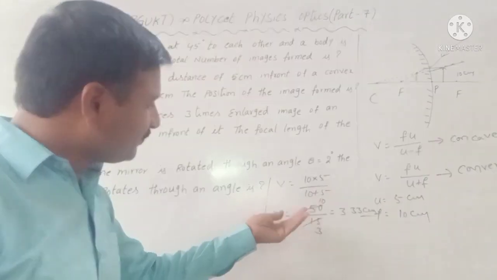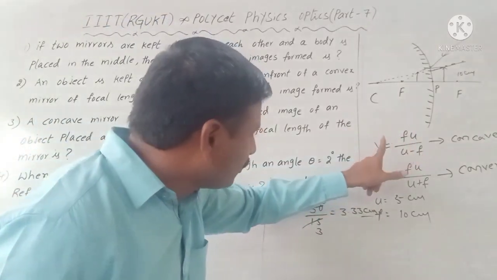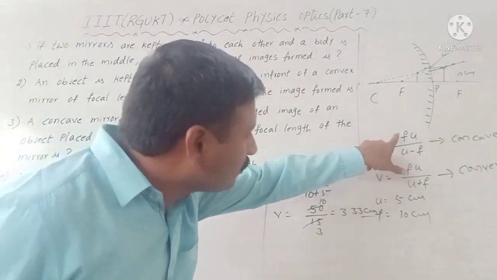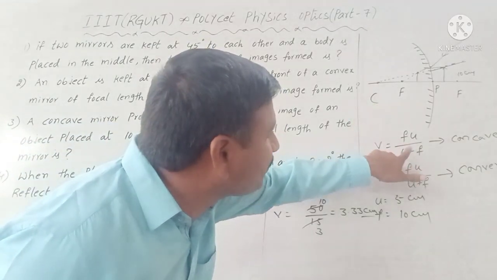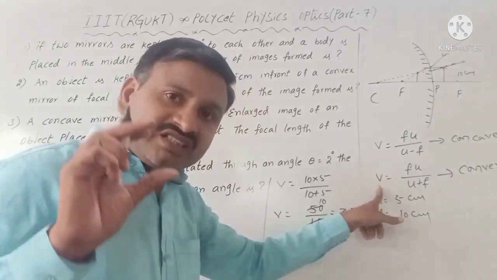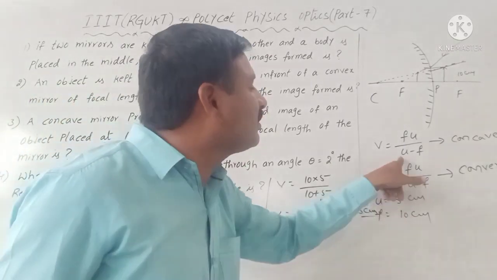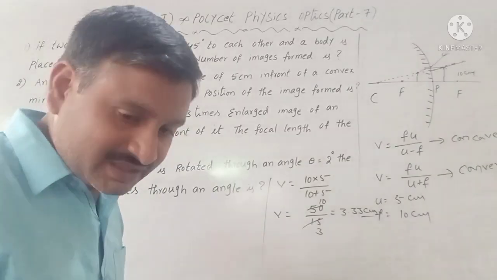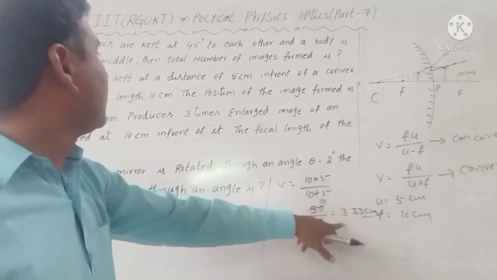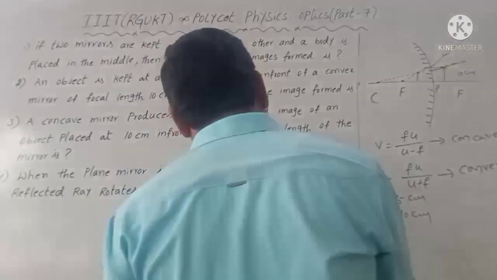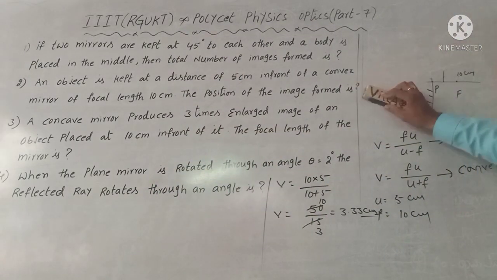Okay, it is simple. In the given problem, a concave mirror image is formed, so we take the simplified formula V is equal to Fu by U minus F. Next, for a convex mirror, V is equal to Fu by U plus F. Okay, next, the answer is 3.33 centimeter. It is the ray diagram.